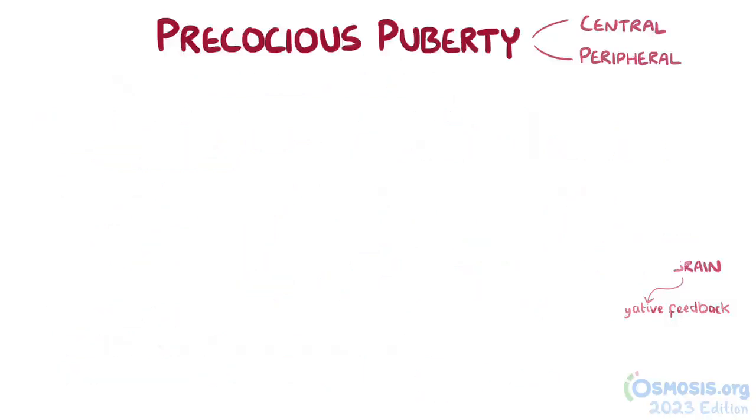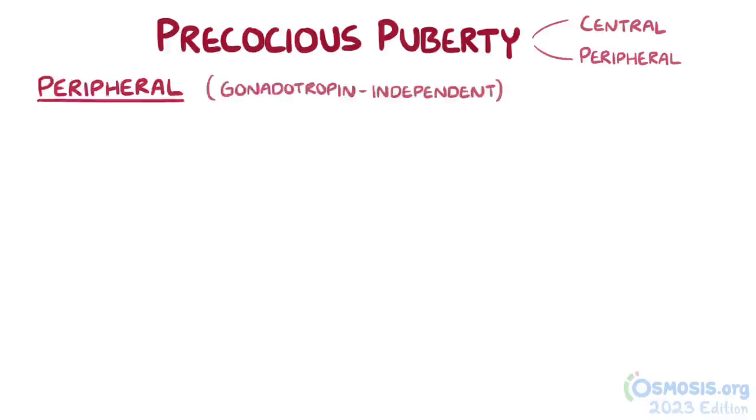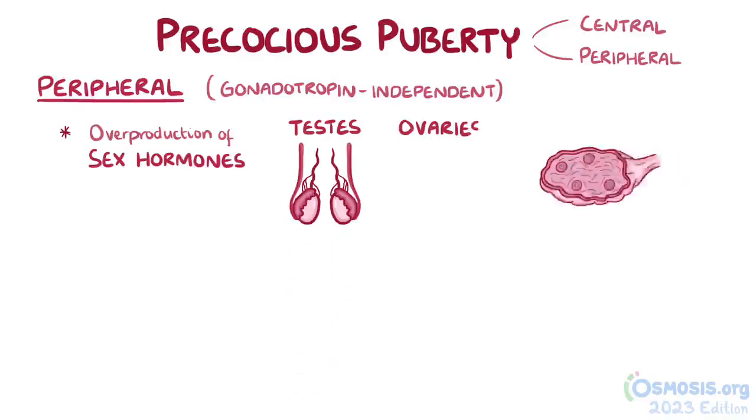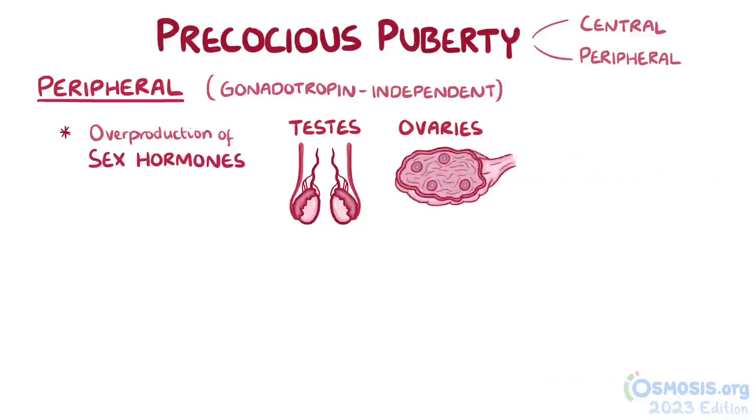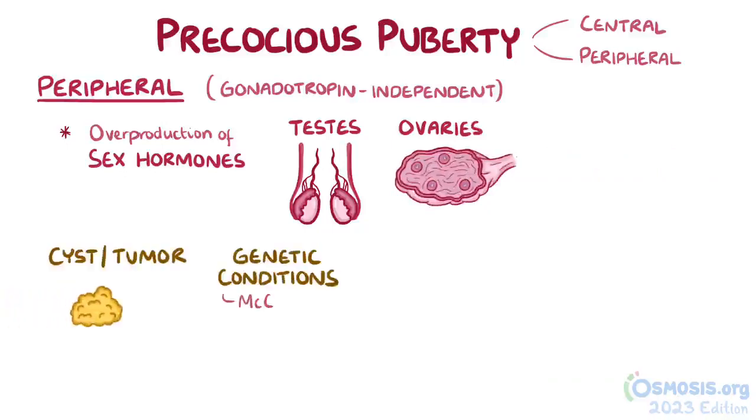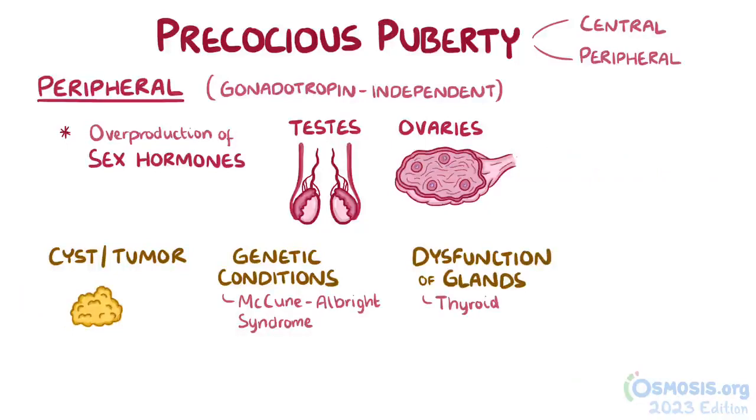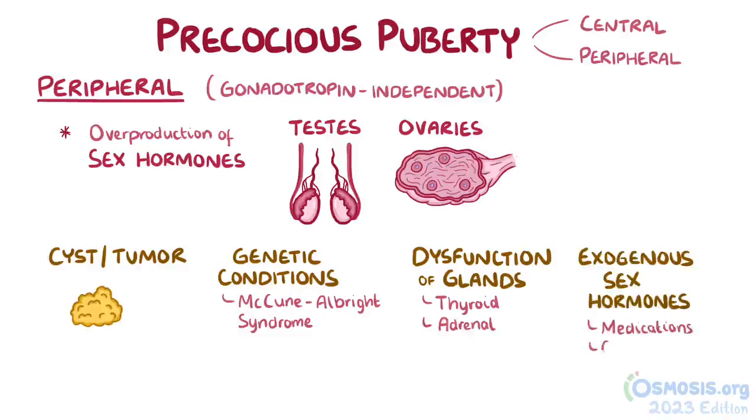The other category, peripheral precocious puberty, or gonadotropin-independent precocious puberty, is the result of the abnormal overproduction of sex hormones by the testes or ovaries. This could be caused by an ovarian or testicular cyst or tumor, genetic conditions like McCune-Albright syndrome, dysfunction of other glands like the thyroid or adrenal gland, or exogenous sex hormones from medications and creams.